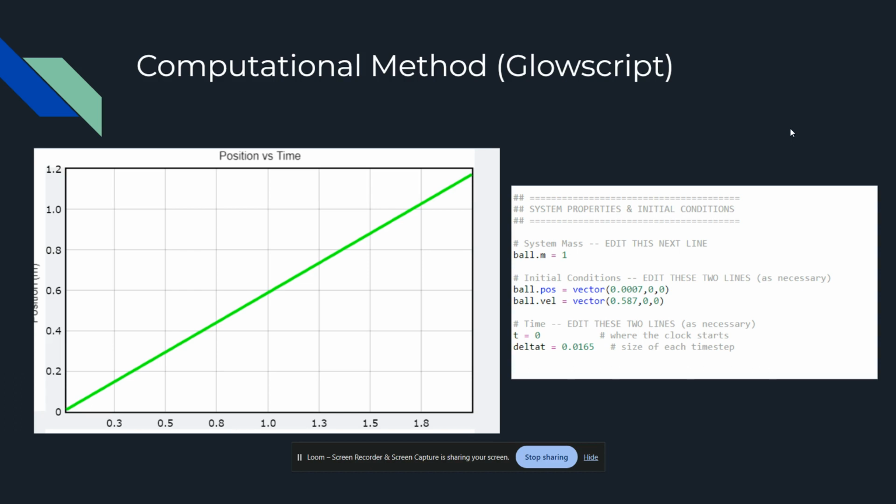So for the GlowScript code, I had to set some initial values such as the ball position, ball velocity, and delta t. Here you can see that I set the ball's position to 0.0007 and 0.587 for the ball's initial velocity, which I calculated using the velocity formula I had previously mentioned. Also, I set the delta t value to the time between each frame in the Tracker video, which was approximately 0.0165 seconds.